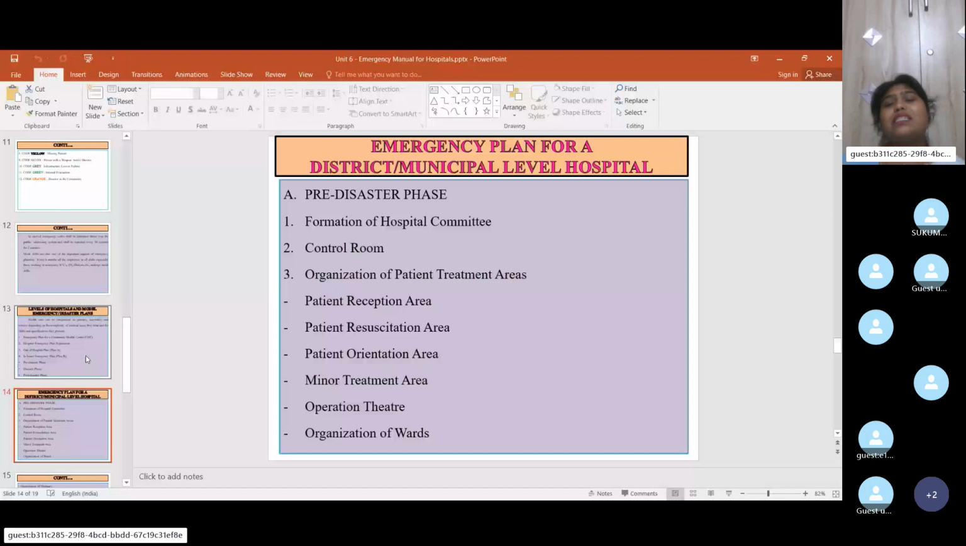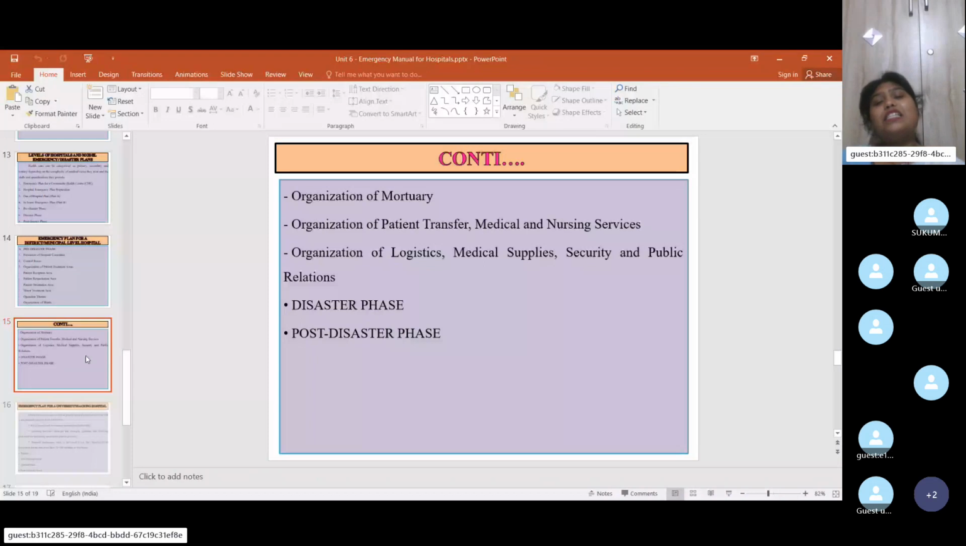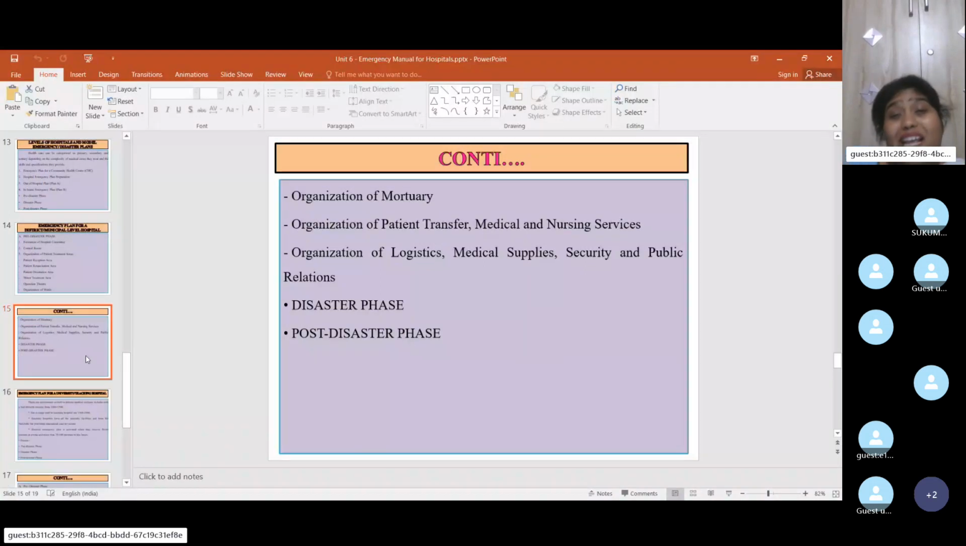Organization of wards: as the disaster has taken place, we need places for the casualties in the hospital, so making extra units for people to come and get their treatment. Then organization of the mortuary, patient transfer, and medical and nursing services. Again the referral system: if we are not able to provide services, we transfer them to a hospital with better amenities. Then organization of logistics, medical supply, security, and public relations.